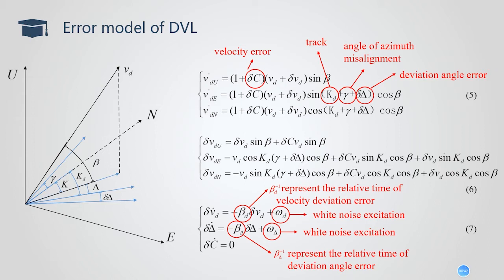Delta Vu, delta VE, and delta VN are the velocity errors in the three directions of the submarine in the east-north-up coordinate system. Delta Vd is the Doppler velocity measurement error. Beta is the pitch angle of the submarine. Delta C is the scale factor error. Kd, gamma, and delta are the azimuth misalignment angle and drift angle errors.